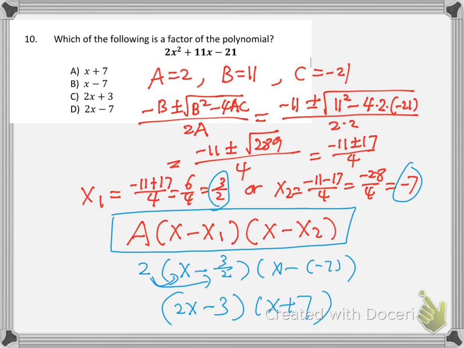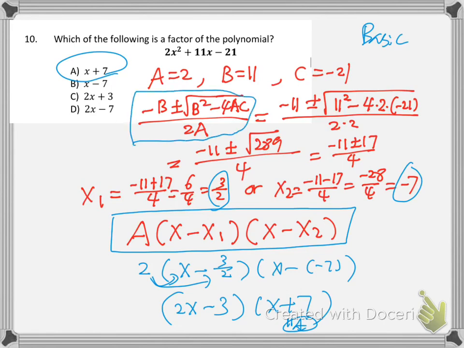So which one is in the answer? 2x minus 3 is not in ABCD. x plus 7 is A. So this is the answer. Answer is A. This is the basic method for this factoring question. You use the quadratic formula to find two solutions, x1, x2. And then use the factoring formula, a times (x minus x1) times (x minus x2).